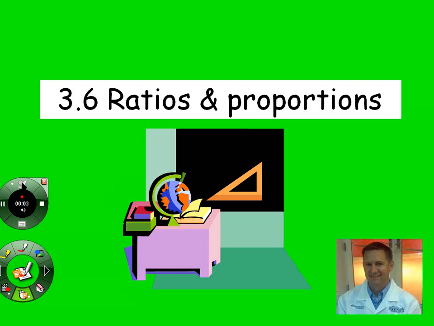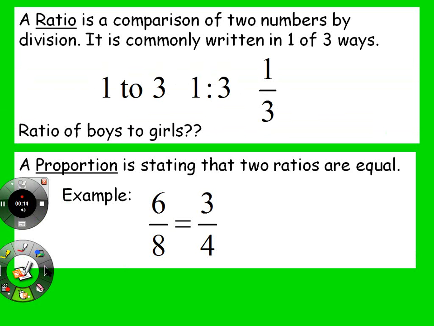Okay, so I want to teach you a few things about ratios and proportions, section 3.6 here. First of all, what's a ratio? A ratio is a comparison of two numbers. It's usually written in one of these three ways: 1 to 3, 1 to 3 with a colon, and then 1 over 3 as well.